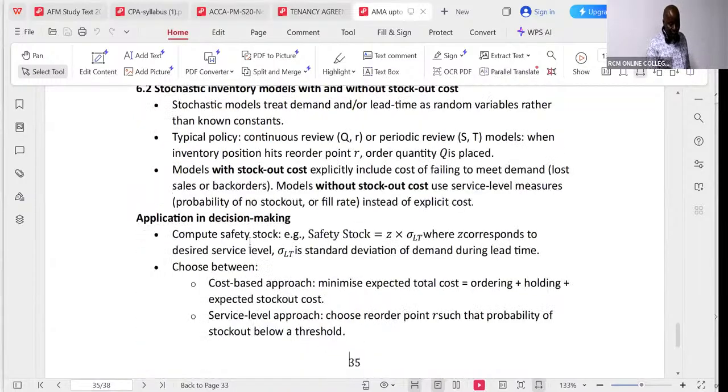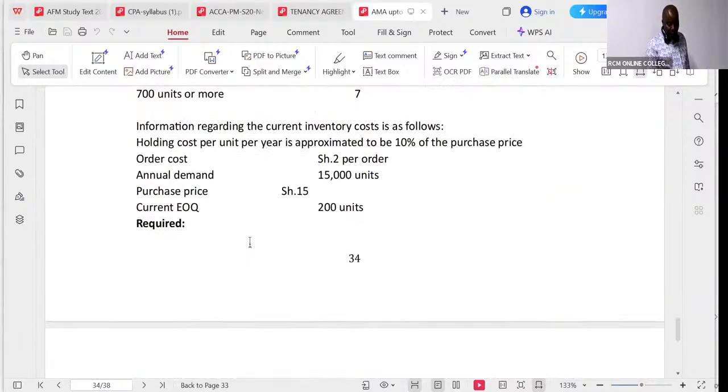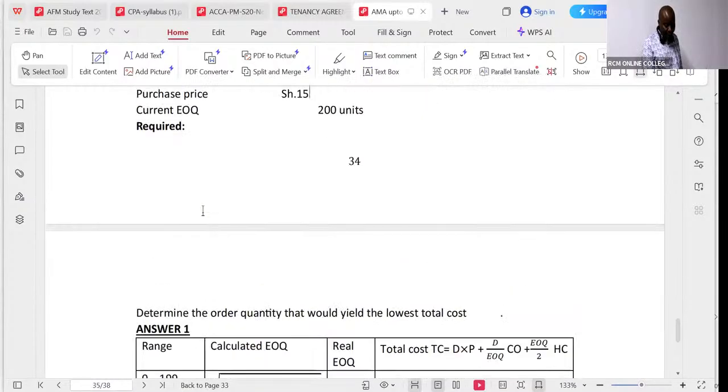So information regarding the current inventory cost is as follows. Holding cost per unit per year is approximately 10% of the purchase price. Order cost is shillings 2 per order. Annual demand is 15,000. Purchase price is 15 bob. Current EOQ is 200. Required: determine the order quantity that would yield the lowest total cost. I will not panic at all.